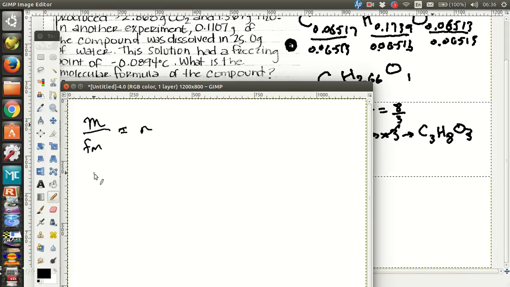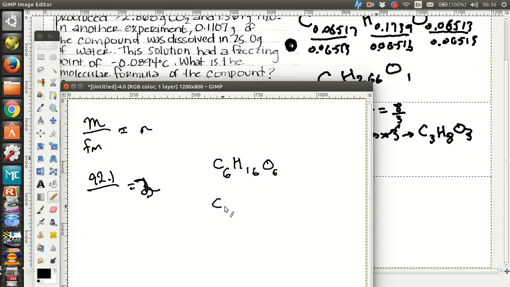So the molar mass was 92.1, and the formula mass is whatever it is. If I get 1, then the empirical formula is the molecular formula. But if I get 2, then I'm going to have to multiply all of these by 2. So the molecular formula is going to be C6H16O6. If I get 3, I'm going to multiply all these by 3. It's going to be C9H24O9. Okay? Let's see what I actually get.